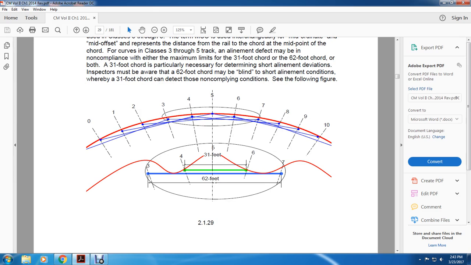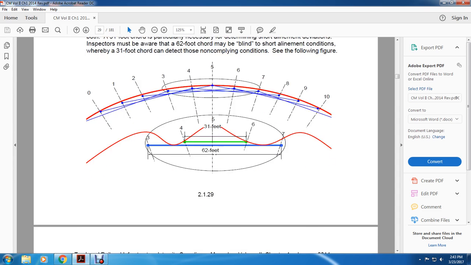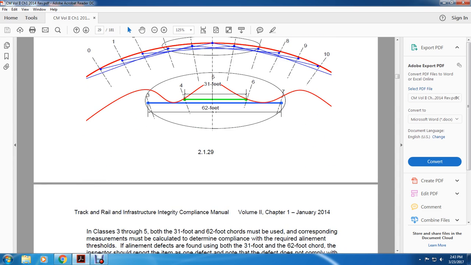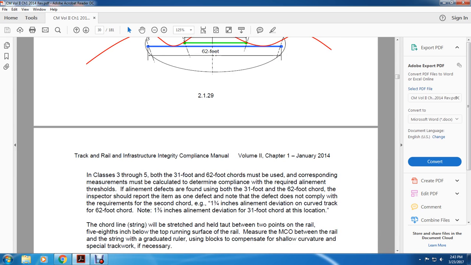Alright, this shows that your 31-foot chord spans between 4 and 6, and the 62-foot chord between 3 and 7, in the offset in between the 31-foot and the 62-foot cut. Alright, in class 3 and 5, both the 31-foot and 62-foot chord must be used for the corresponding measurement of the calculated determinant complying with the required alignment threshold.